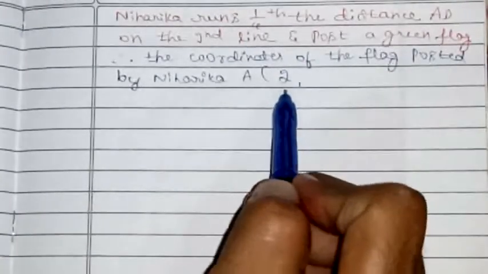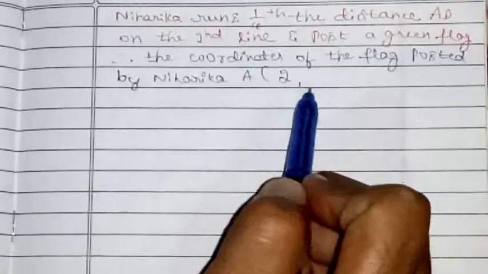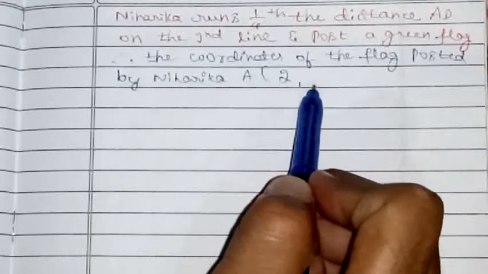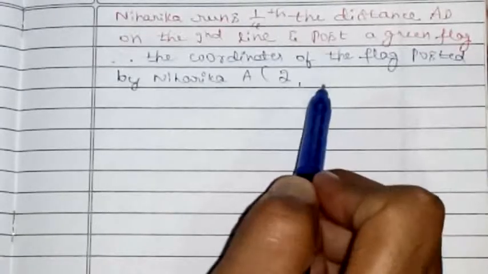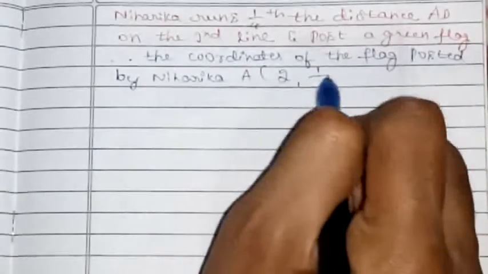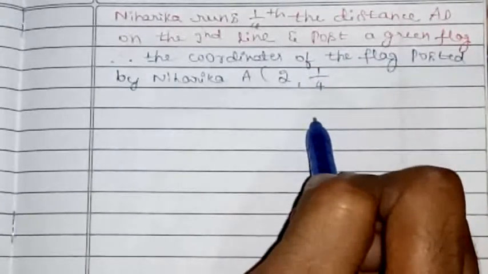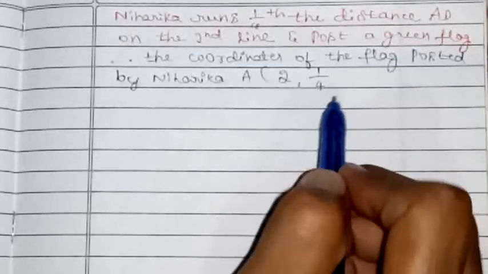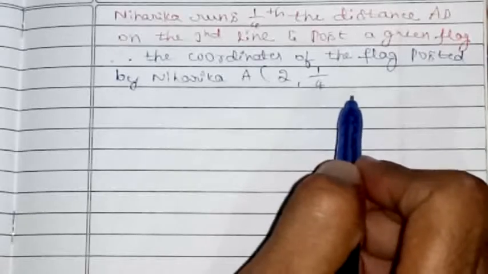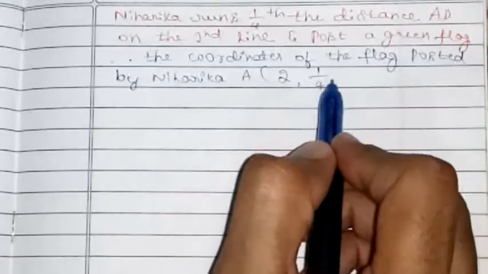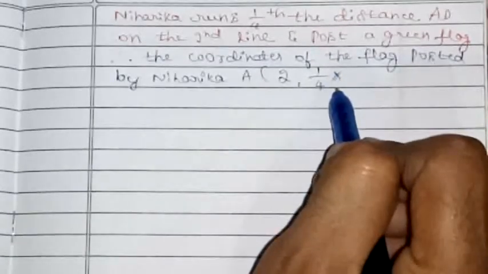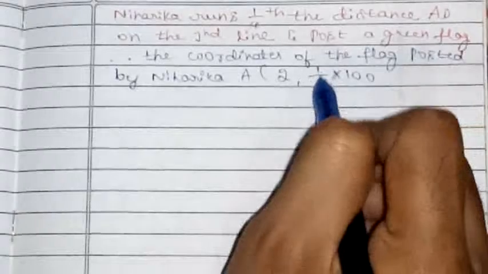So therefore I'm taking x-axis. Niharika is in a second line. So therefore it's 2 comma. Now you need to take for the y-axis, right? Now just observe. Niharika is in a second line and she ran the distance of how much? 1/4. So 1/4 of distance she ran. The total distance of AD is 100, because 100 flower pots have been placed along AD. So therefore 1/4 into 100.